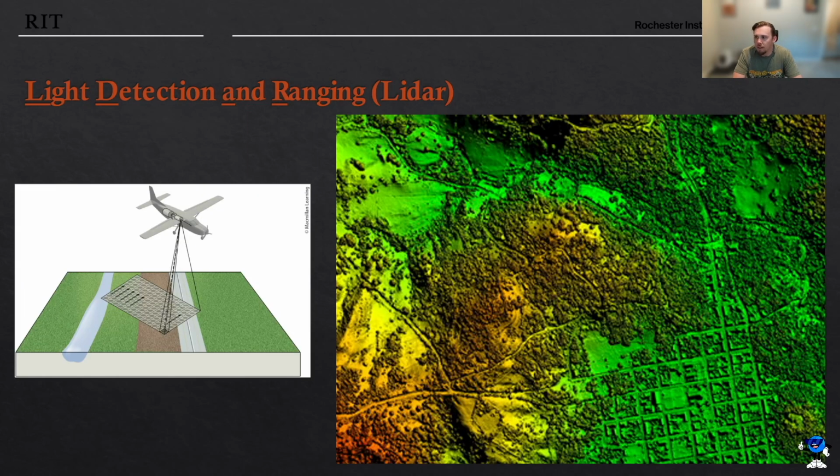LiDAR uses a laser beam to measure the terrain. In LiDAR, a plane is equipped with a system that fires a series of laser beams at the ground. The laser beams are reflected from the ground back to the plane, and based on the distance from the plane to targets on the ground, the elevation of the landscape can be determined.